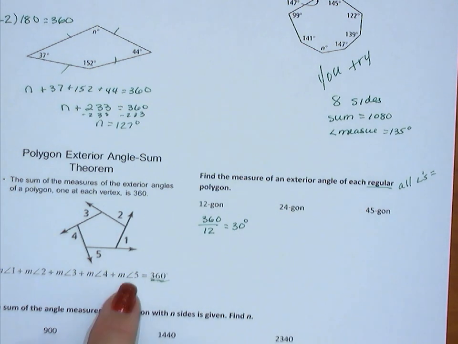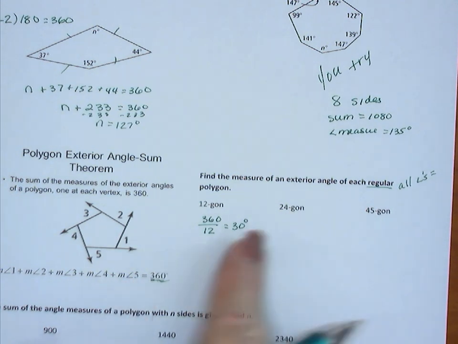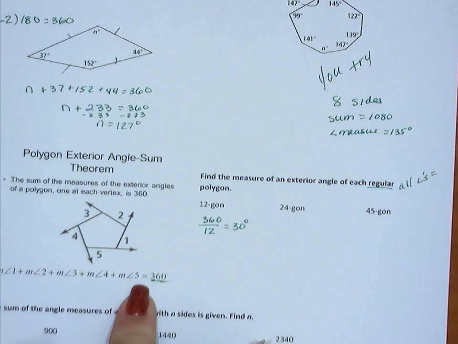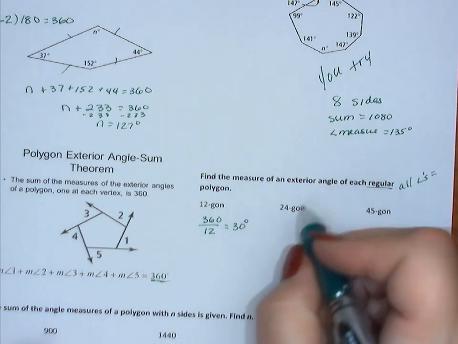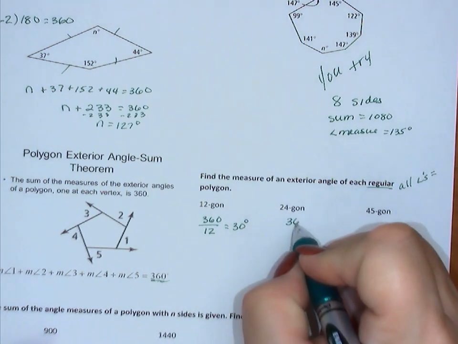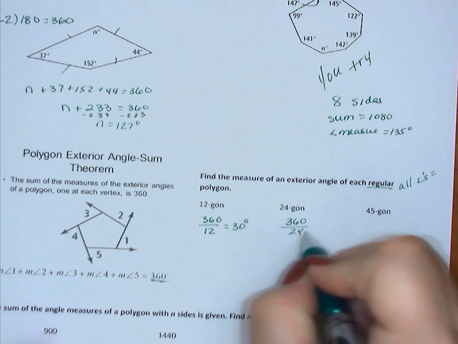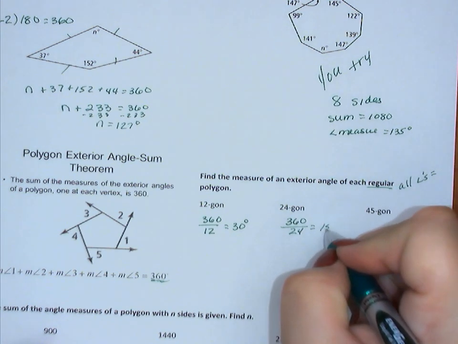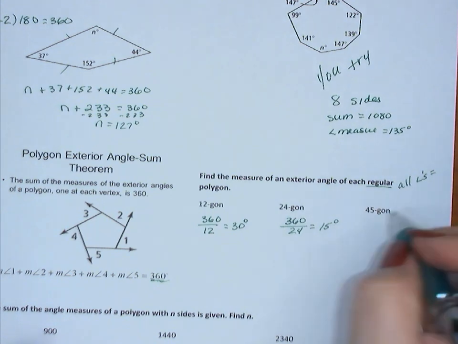Now, remember this is what the theorem just said. So I have a 24-gon, or a 24-sided figure. Its exterior angles add up to 360 degrees. So I'm just going to divide 360 by 24. That's going to tell me that each exterior angle is 15 degrees. Okay, you try this one.